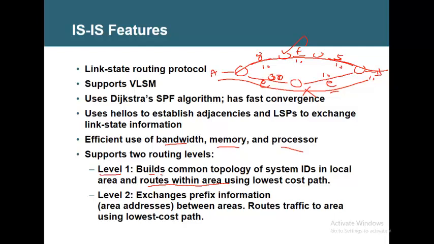L1, level 1, builds the common topology of system IDs. I'll talk about the system IDs coming later. It is in the local area only, and the routes within the area use the low-cost path. Within the area there are many networks. To reach those destinations within the area, L1 is used. You just remove that L1 and put type 1 and type 2 LSA. It's the same meaning.